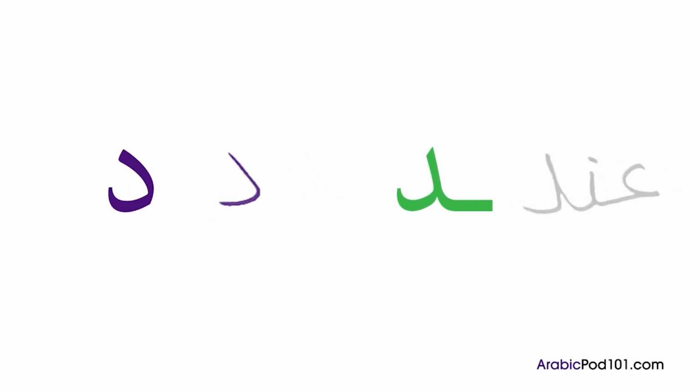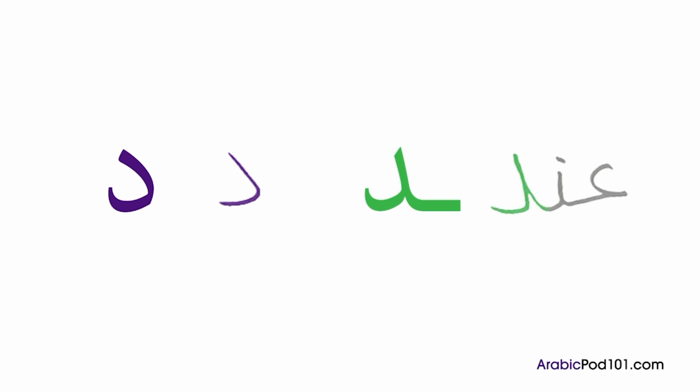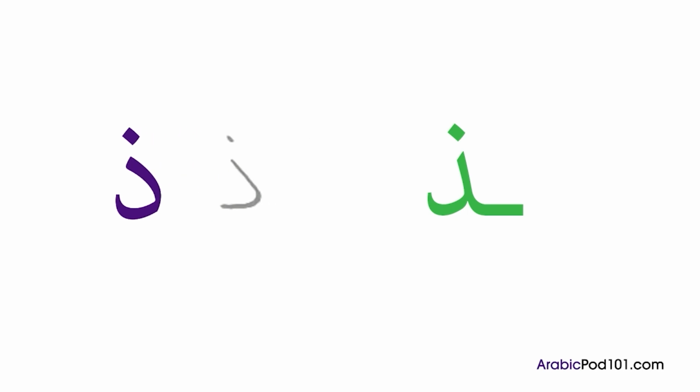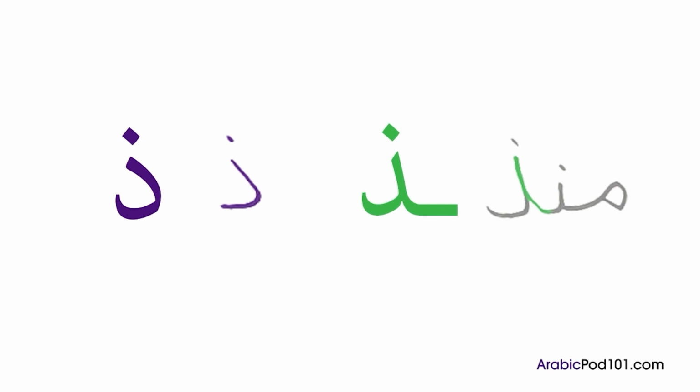In the fourth lesson, we learned dal and dhal. First, we have the dal, isolated and initial, medial and final. Now let's check the dhal, isolated and initial, medial and final. That's it for lesson 4. These letters are 2 of the 6 which only have 2 forms. Finally, let's review lesson 5.